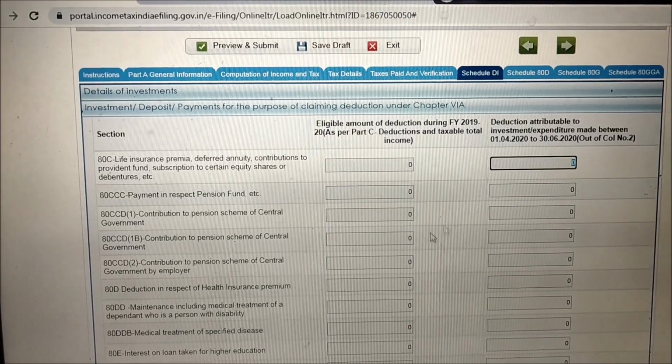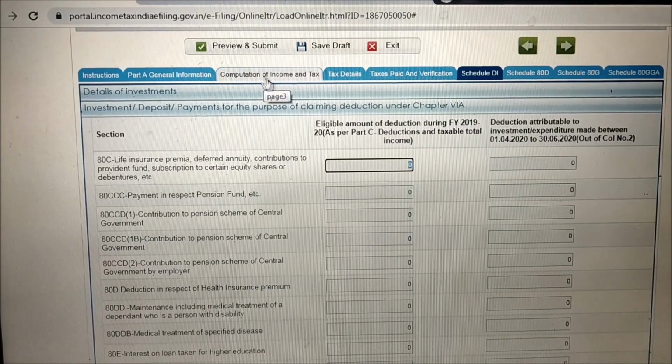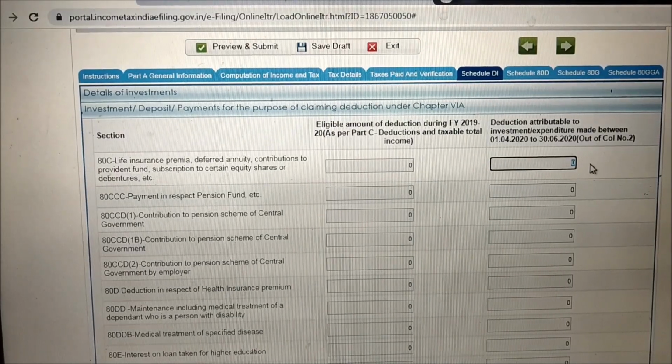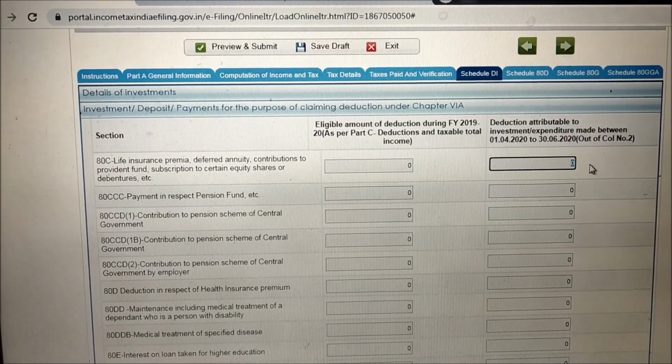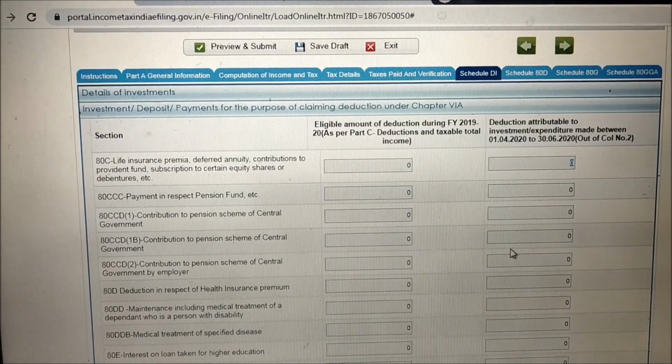The total deduction you should claim here is filled automatically from this tab, and now you can fill here, and here put the amount you claimed, but the actual expenditure on investment incurred between 1st April 2020 and 30 June 2020.